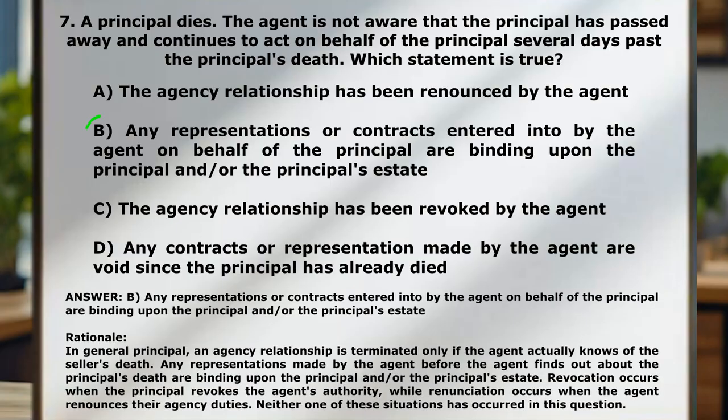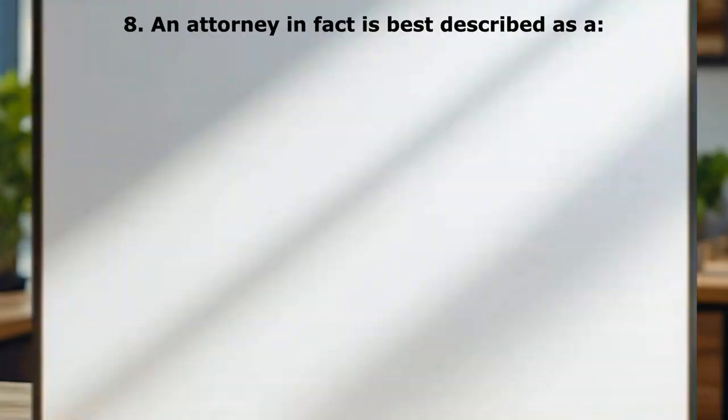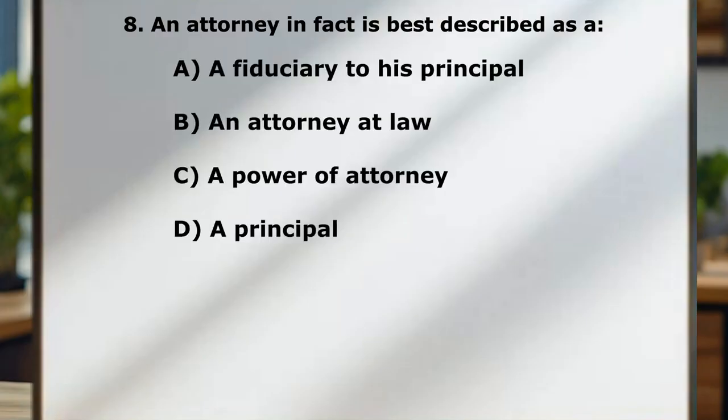Correct answer here is B. Any representations or contracts entered into by the agent on behalf of the principal are binding upon the principal and or the principal's estate. In general, an agency relationship is terminated only if the agent actually knows of the seller's death. Question number 8. An attorney, in fact, is best described as A, fiduciary to his principal.